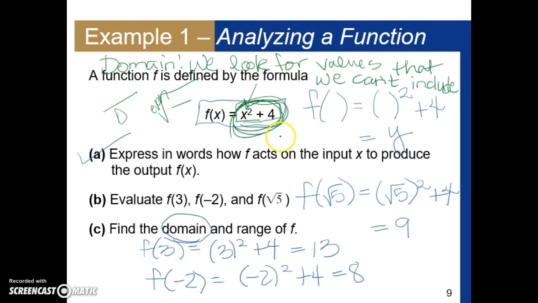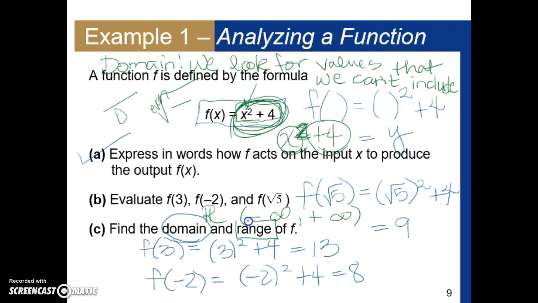Here we see for this function, x squared plus 4, there's no real number value that we can't square. We won't run into any mathematical trouble squaring any real number. And then adding 4 to that result's not going to be a problem. So the domain for this function is going to wind up being all real numbers. And remember, we write that as open parentheses negative infinity to positive infinity. So there's the domain for this function.